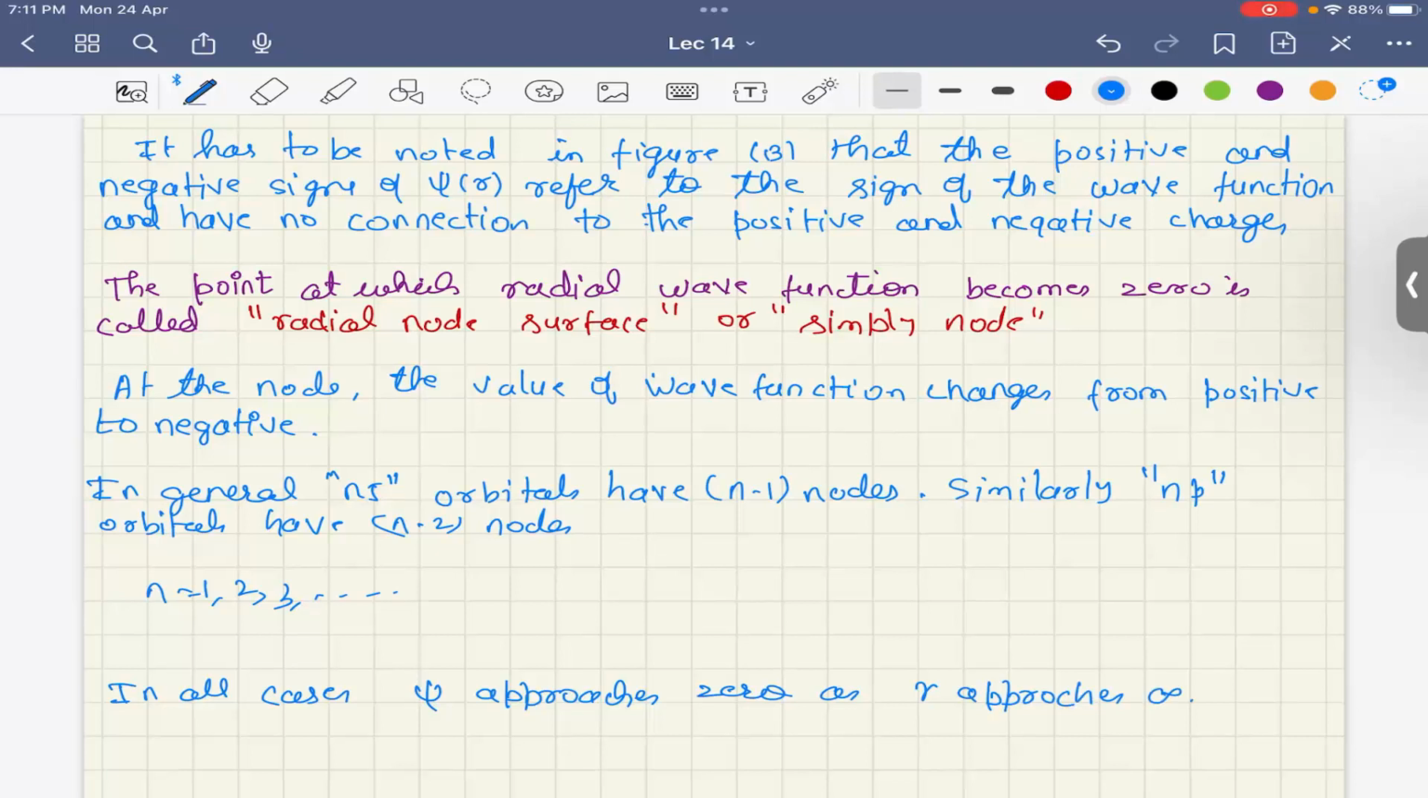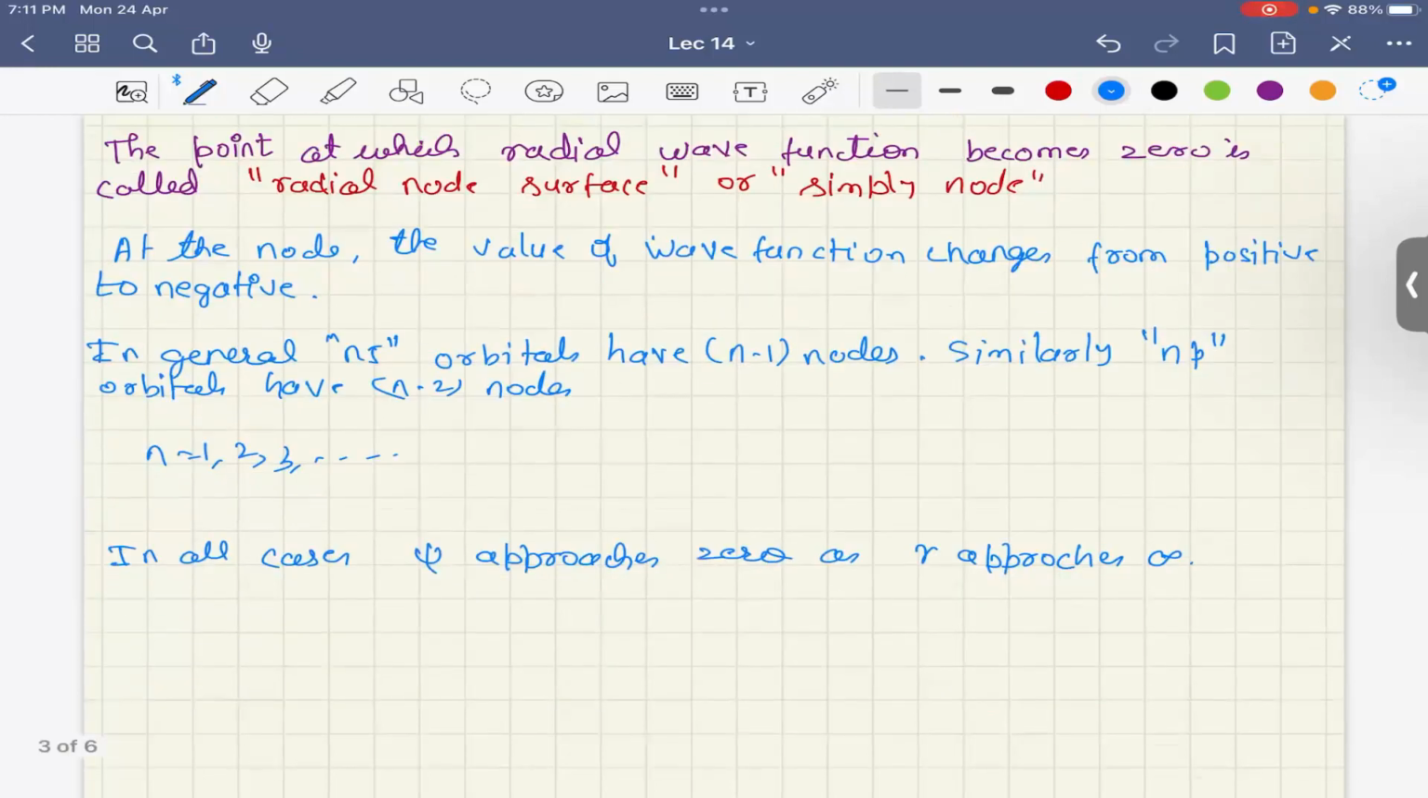It may be noted that like psi, the plots of psi also do not have physical meaning, right? However, the importance of this plot lies in the fact that they give information about how the radial wave function changes with distance and about the presence of nodes where the sign of psi changes. And this is of particular importance in understanding chemical bonding, right?